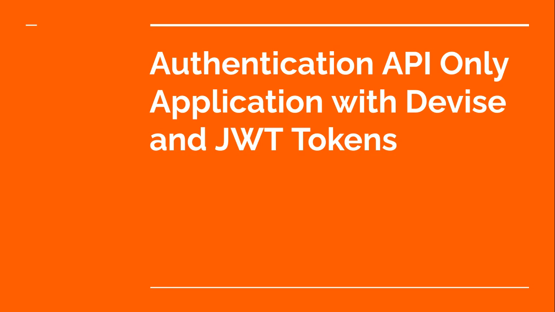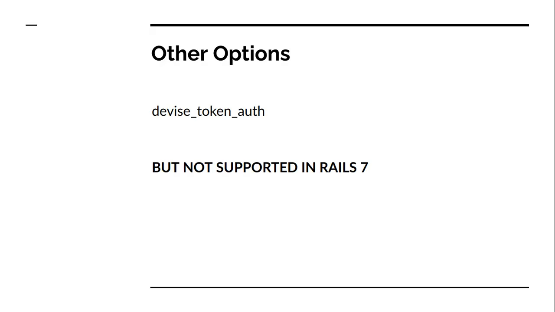Okay, there is one more gem known as devise token auth, used for authenticating API only applications or token authentication. But I have worked with that gem in Rails 6 and Rails 5 API only applications, because the gem is not supported by Rails 7 as of now. So we're gonna use two separate gems, that is Devise and Devise JWT. So let's start with the implementation.